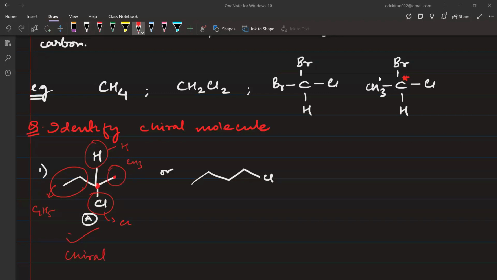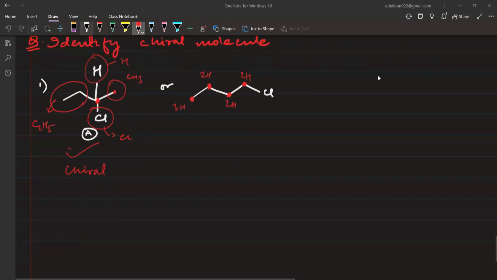Now, look at the second one quickly. Don't write anything. How many hydrogens? 3. Can it be chiral? No. What about here? How many hydrogens? 2. Can this be chiral? No. How many hydrogens here? 2, not chiral. And here? 2, so this also cannot be chiral. So that is why A is chiral and B is not chiral. Now let us look at another option here.